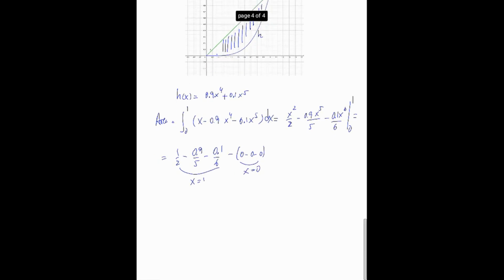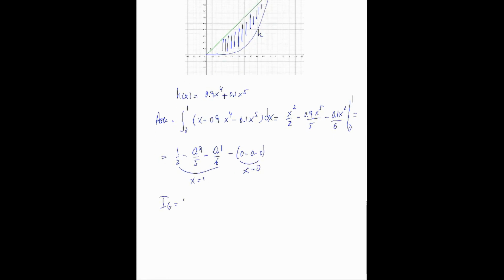So that's the answer. So what is the index? The index is 2 times the area, which is 2 times 1/2 minus 0.9/5 minus 0.1/6, and then you take a calculator, and this comes to approximately 0.606666. So our first one, g of x, had a Gini index equal to 0.25, and here h of x, the Gini index, is 0.607.